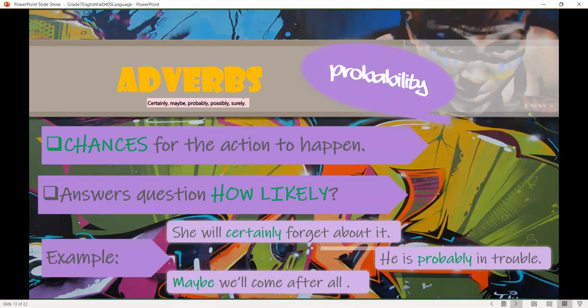He is probably in trouble. So how likely is he in trouble? Probably. Yeah. Do you see what I see? Do you see the ly? Yeah. Maybe we'll come after all. So how likely is it you'll come and visit? Maybe. Okay, so there's a probability. It's not definite, but it is possible.